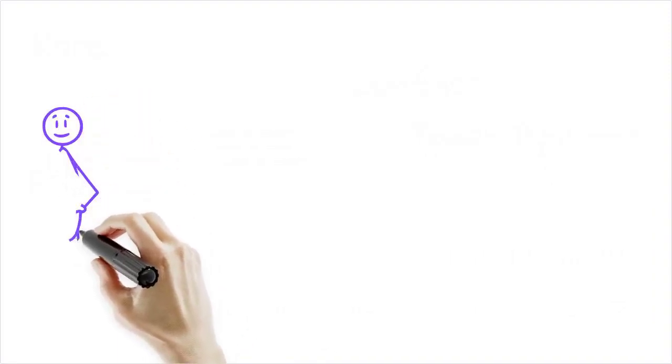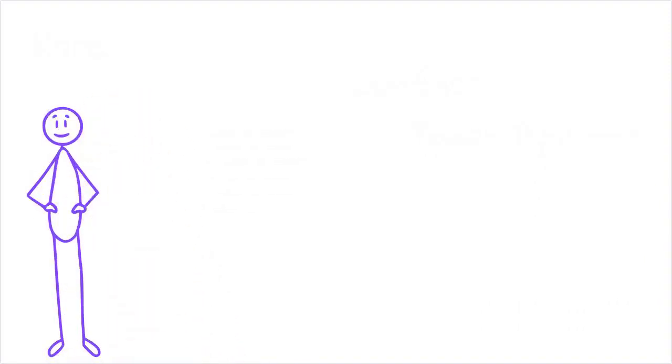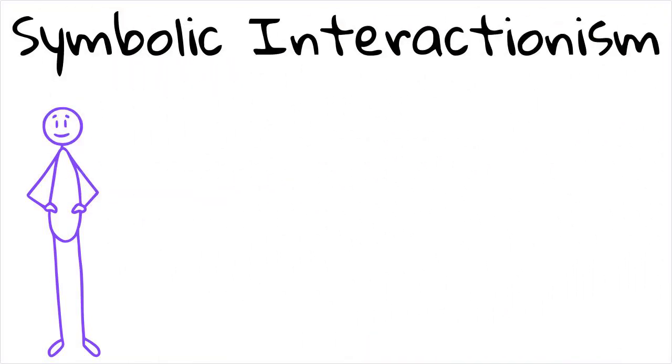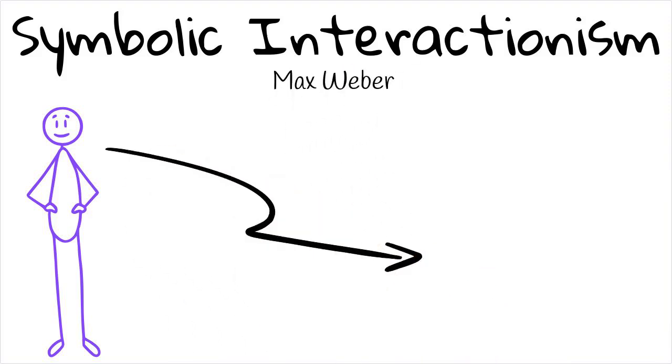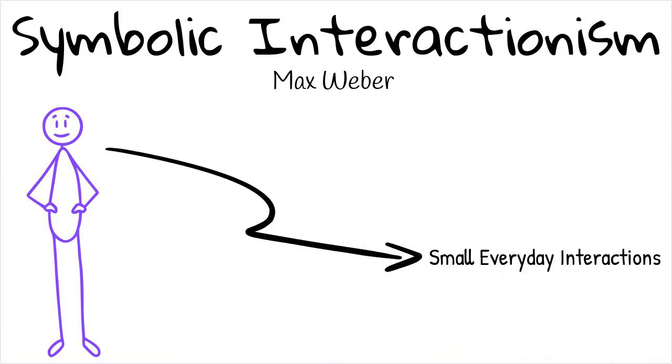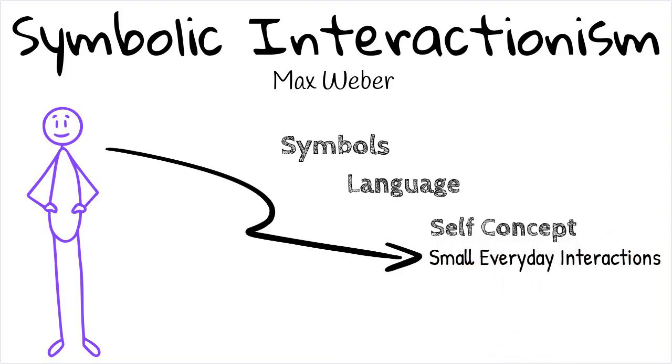Symbolic Interactionism. Developed in the early 20th century by George H. Mead and Herbert Blumer, yet initially established by Max Weber, this theory studies small, everyday interactions. The focus is on symbols, language, and self-concept. It is focused on the meaning we attribute to things and interactions, and so is the most individualistic theory out of all three paradigms.